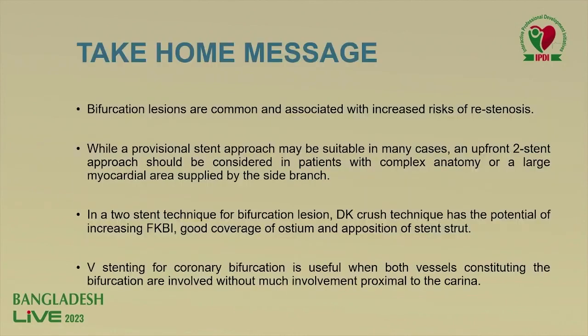So my take-home messages are: bifurcation lesions are common and associated with increased risk of restenosis. While a provisional stent approach may be suitable in many cases, an upfront two-stent approach should be considered in patients with complex anatomy or a large myocardial area supplied by the side branch. In a two-stent technique for bifurcation lesions, the DK crush technique has the potential of increasing final kissing balloon inflation, good coverage of the ostium, and apposition of the stent struts.